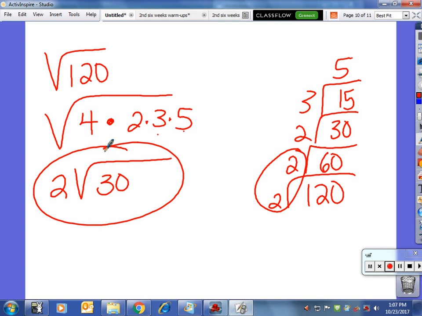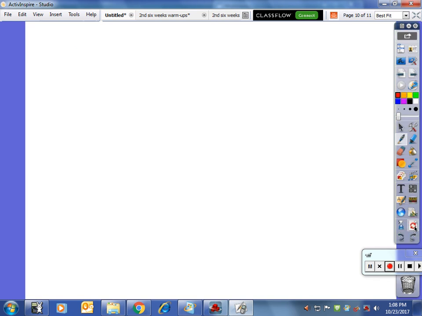Can't you square 30? 30 squared would be 900. Can't you square root it? Well, the only factors of 30 are 2, 3, and 5. None of those are perfect. 30 doesn't have any more perfect squares hiding in it. So we're done. All right, try this one, please. Square root of 108.